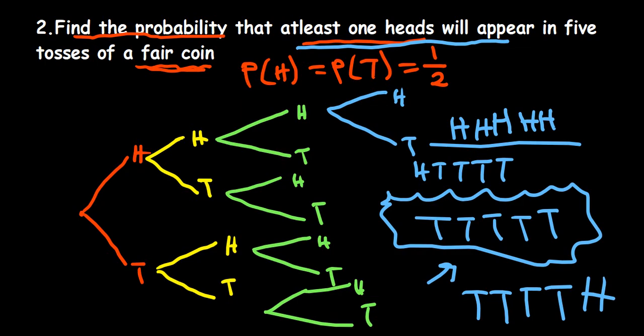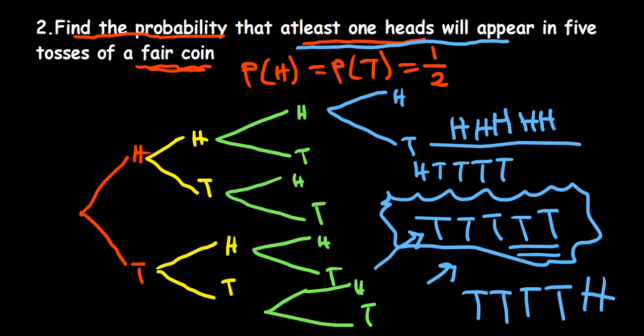So there's just one scenario where you're not going to have a head, and that scenario is what? Tail, tail, tail, tail, tail. So we are going to find the probability of this all-tails outcome, and then we are going to subtract it from 1 to find the probability that at least one head appears.